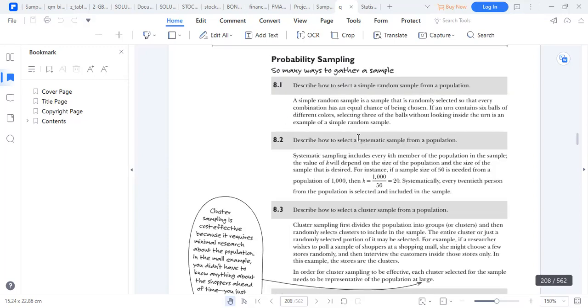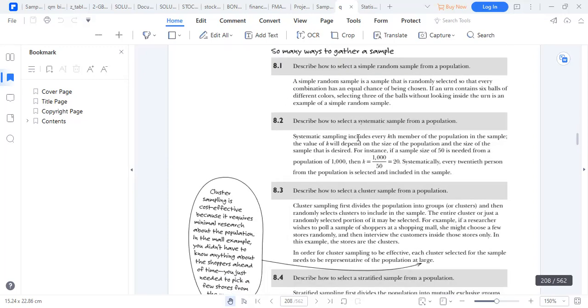We sample for many reasons: because of accuracy, time, finance, sampling errors that are attached. So we're going to look at many ways in which you can sample populations.